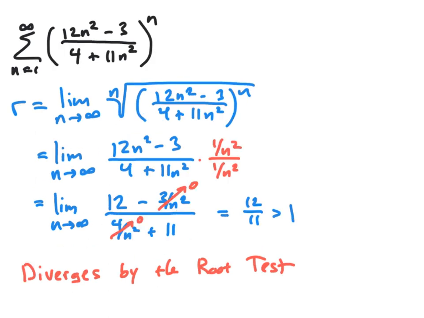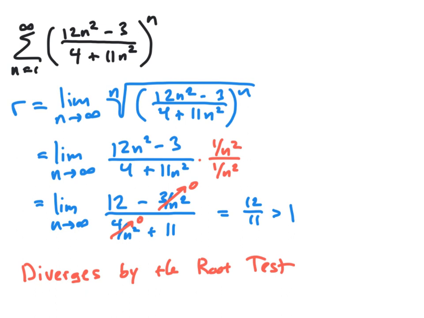And for the second example, we take the limit as n approaches infinity of the nth root of our term. Because our term is an expression to the nth power, the nth root and nth power cancel out, and we're left with the limit as n approaches infinity of 12n squared minus 3 over 4 plus 11n squared. Because n squared is the largest power of n in the denominator, we multiply the numerator and denominator both by 1 over n squared.